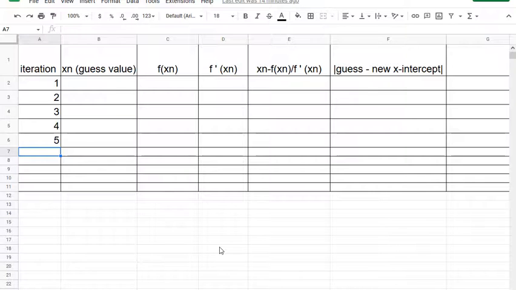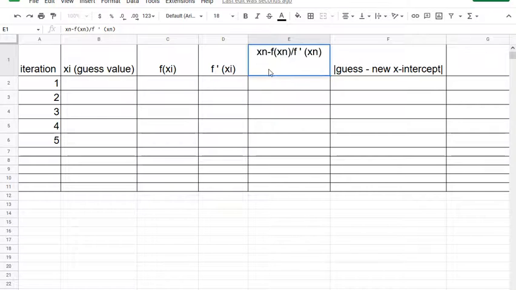This is Google Spreadsheet. First, let's label the columns with what we need. This is the iteration. This is x sub i. Then this is f of x sub i. Then this is the derivative of f of x sub i. And this is the x-intercept of the tangent line.